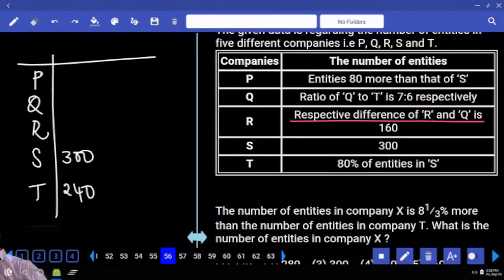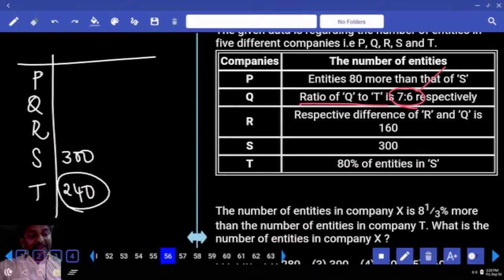R value, respective difference between R and Q is 160. We don't know Q, we cannot calculate. Look at Q. Ratio of Q to T is 7:6. T value we know, which is 240. From the ratio it is 6 parts. If 6 parts is 240, 1 part is 40, 7 parts. So Q is equal to 280.